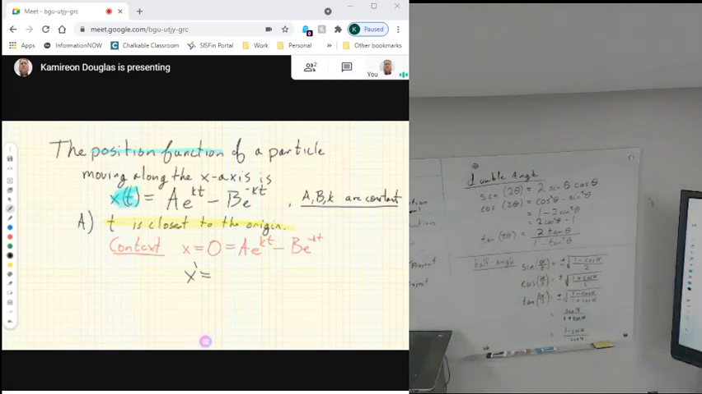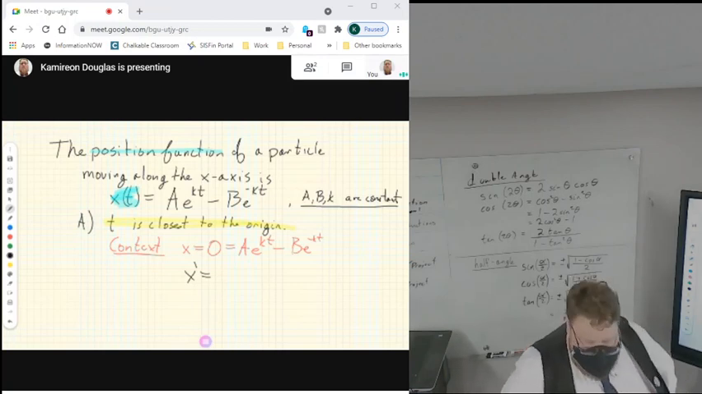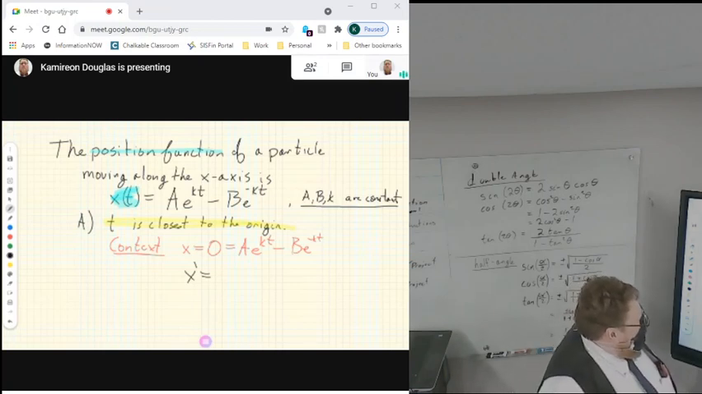Maybe x prime is easier to deal with, or it gives me slight variations on the solution. Remember, if I want to find the minimum position, the derivative is one of the best ways to go about it. So I now have two ways I can approach this problem. I could try to find when the x value is equal to 0, because that's when it should be closest. Or I could look at x prime.